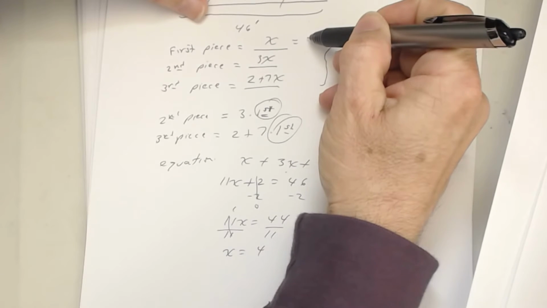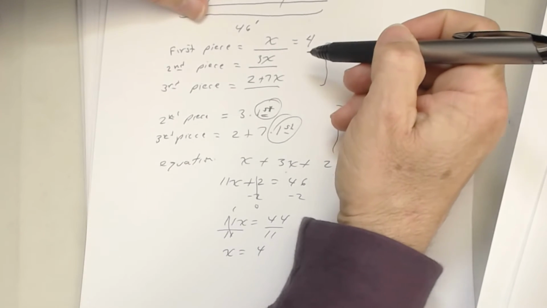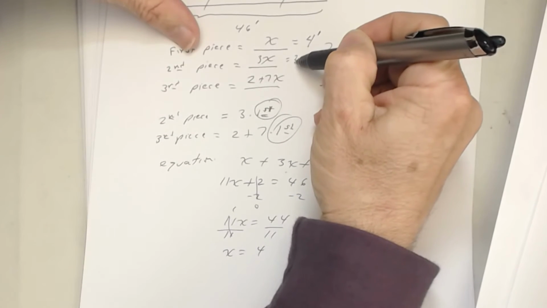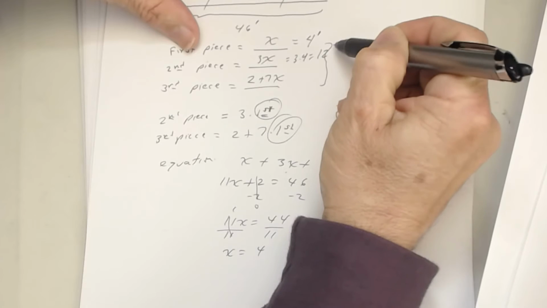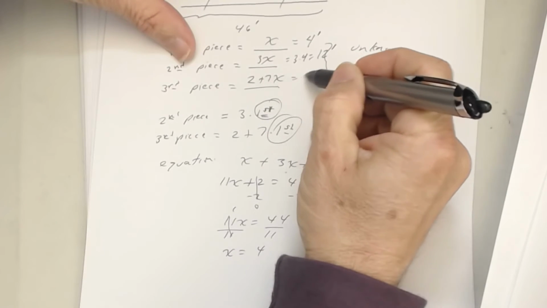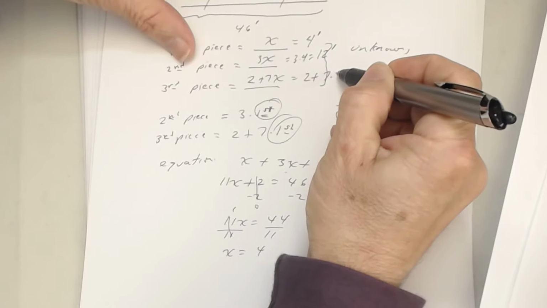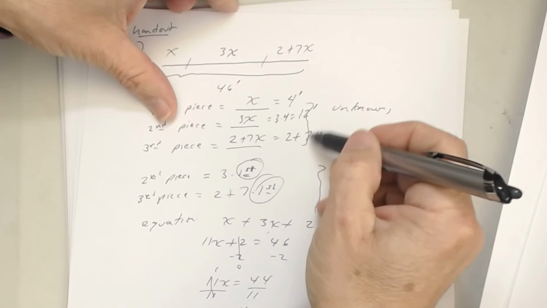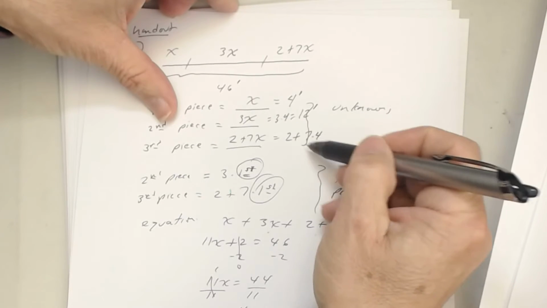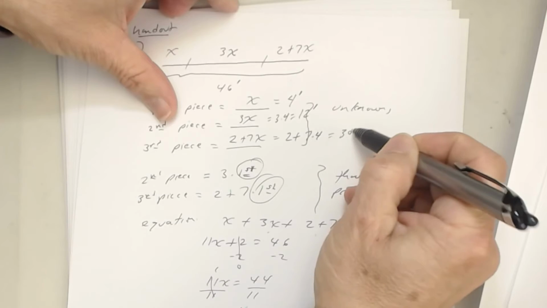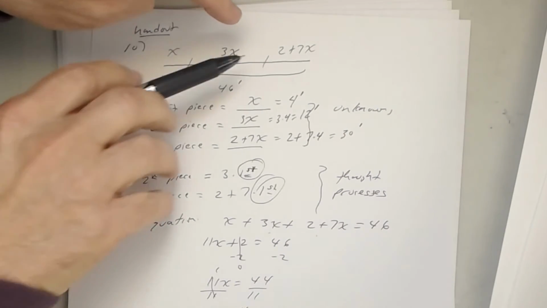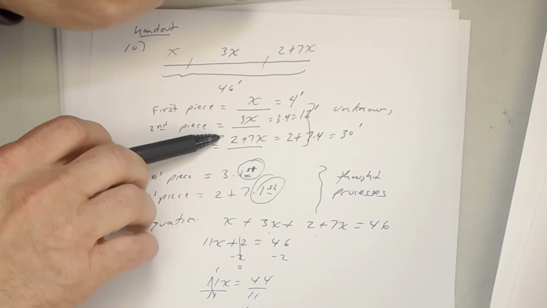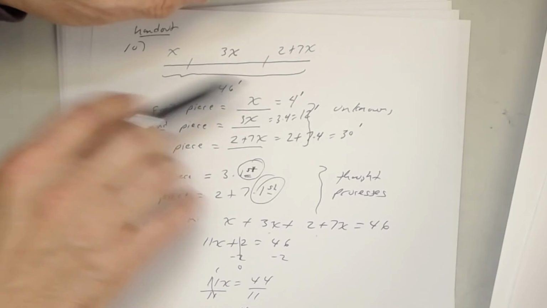So my first piece is what? 4. What's the units here? Feet, so 4 feet. My second piece is 3 times 4, which is what? 12 feet. And my third piece is 2 plus 7 times 4. So the order of operations, you got to say 7 times 4 is 28 plus 2 is 30 feet. So that's where you would find those lengths. Go back to your unknowns. And when you add them up, they better equal 46.